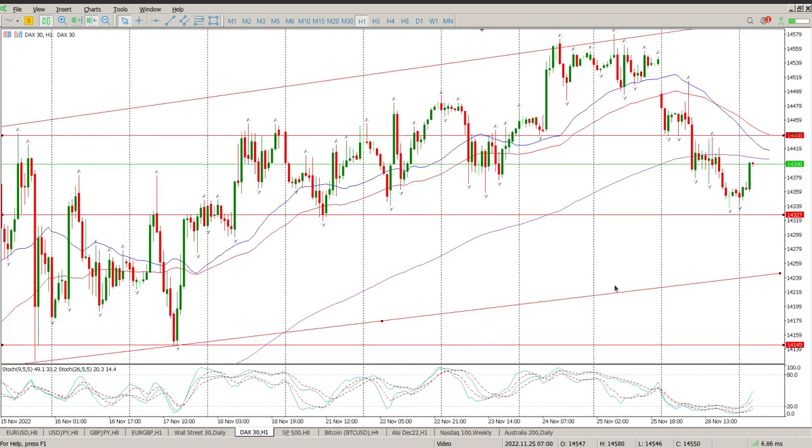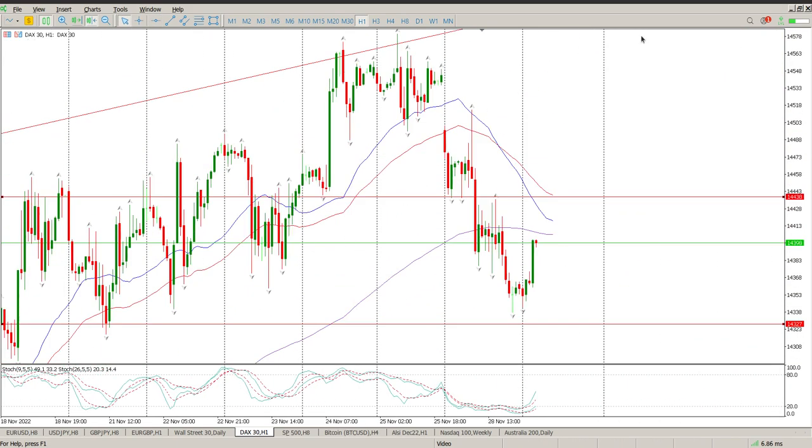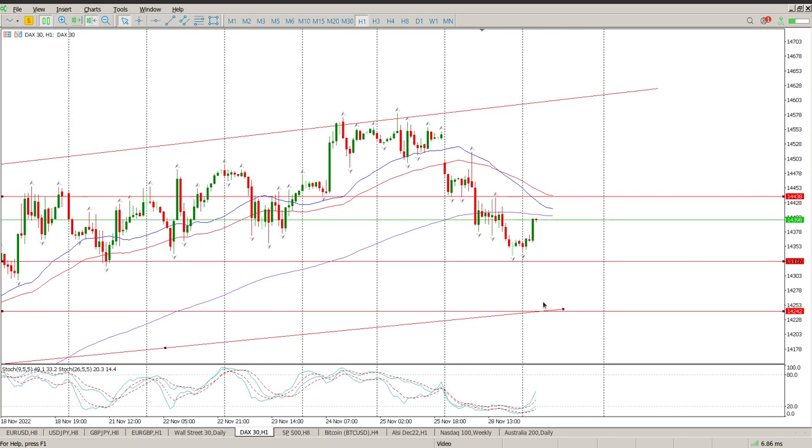If we start dropping below this area of 14,327, this trend line will come into play, but more importantly there is a horizontal level a little bit lower down which will also come into play, and let me just get there. You'll see that they match up quite nicely, and that is at 14,246, and the horizontal level is 14,242. So 14,242 would be the area today. So that's kind of my view at the moment.